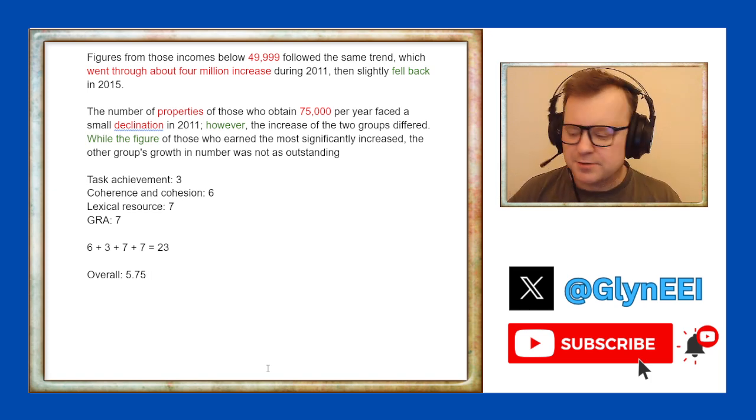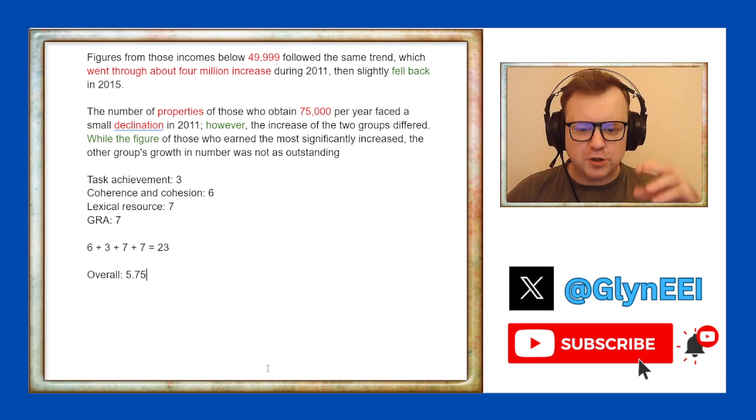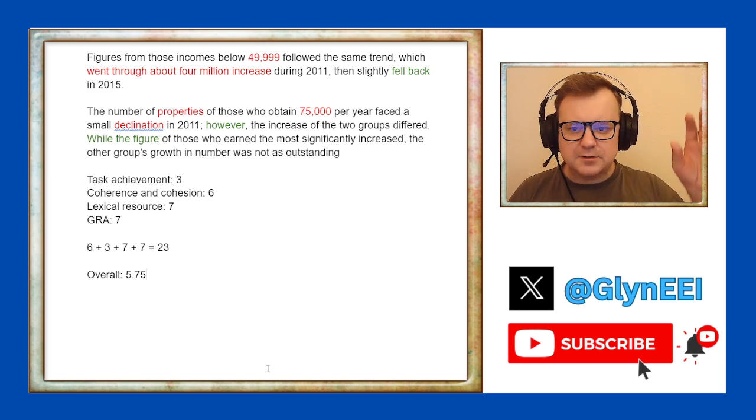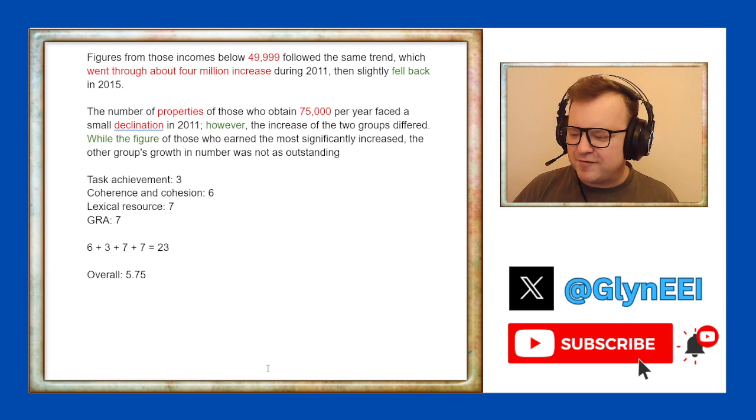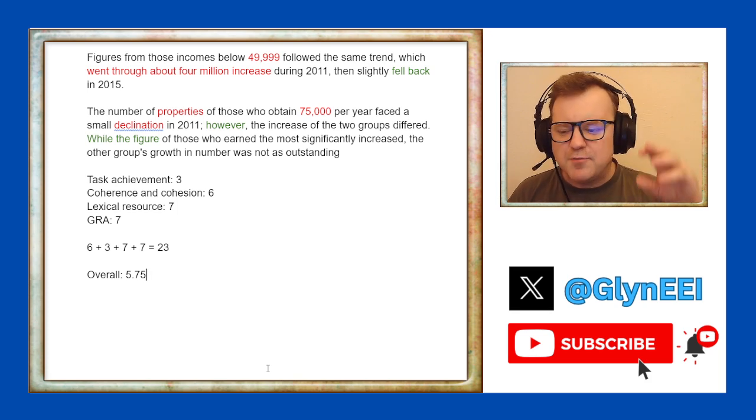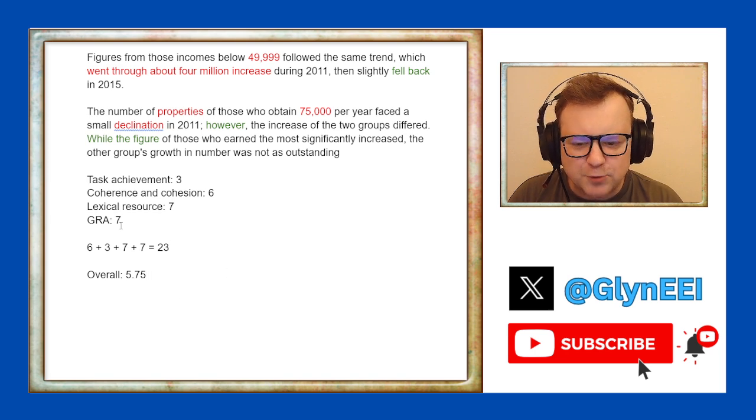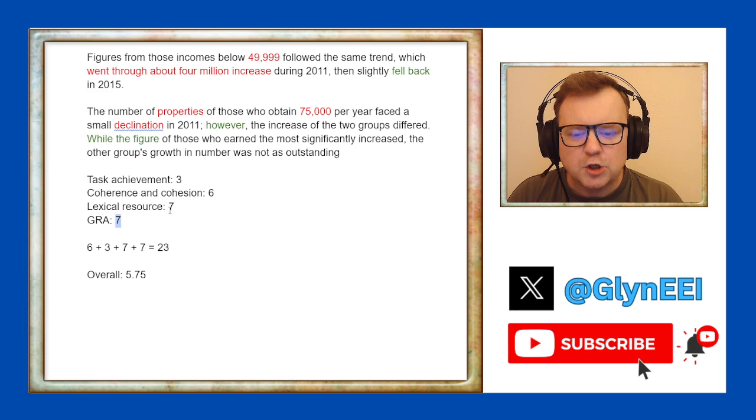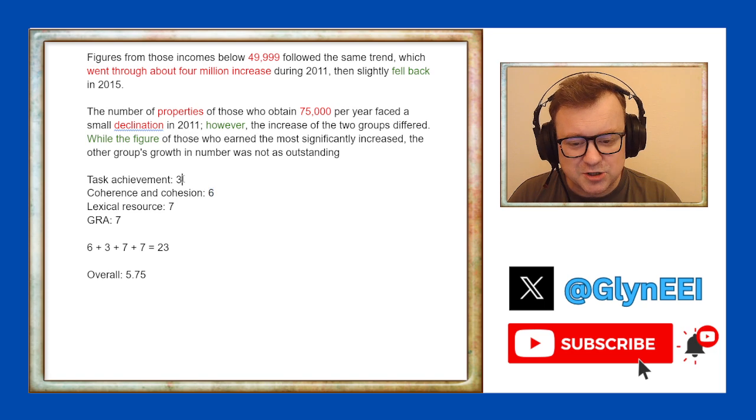So the candidate might look at this, right, and might be depressed. And certainly if they took IELTS and they didn't get the breakdown, they might just think, oh, 5.75, it's terrible. It means I'm at the lower end, 5.5, the lower end of upper intermediate. Yeah, but your grammatical range and accuracy makes you C1. Your lexical resource makes you C1. Your coherence and cohesion makes you B2, but good B2. It's just the task achievement.